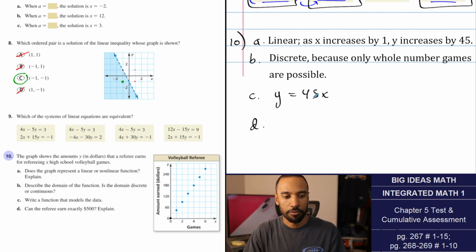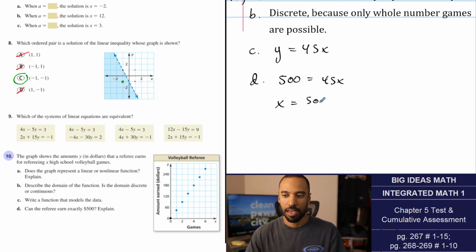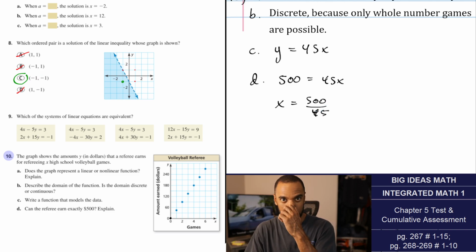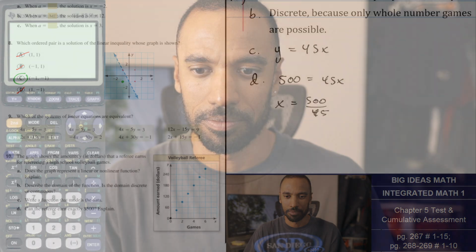And then part D, can the referee earn exactly $500? Explain. So exactly. So we have to set this equal to that and then divide by 45. X equals 500 over 45. Now let's triple check that. I'm going to say no because 495 divides, but not that. So it's 11 point... I'm going to try this in my head first. This is 11 point. What's 5 over 45? That's 1 over 9. 11.1 repeating, I think, is it. So I'm going to check that right now. I messed something up here when I was trying to do 22.75 minus the previous answer. 500 over 45. 11.1 repeating? Ah, there it is. So it's not a whole number.